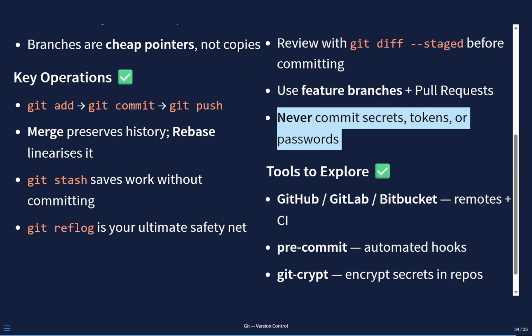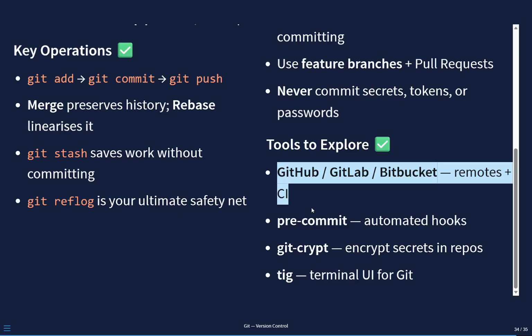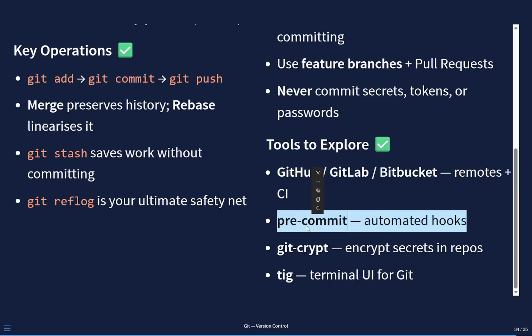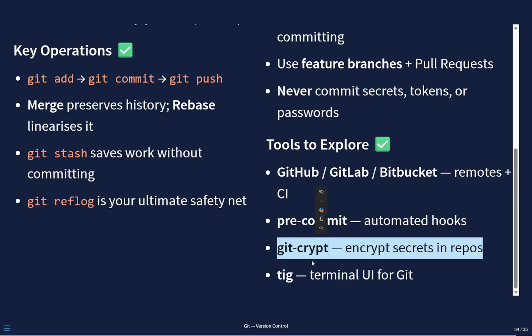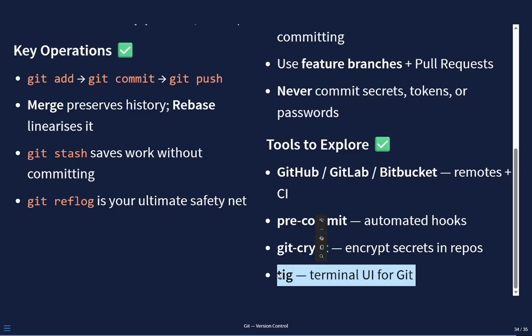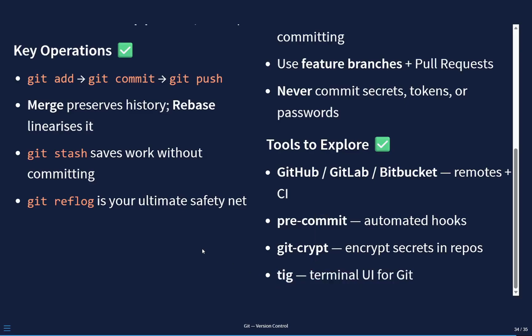Tools to explore from here. GitHub, GitLab, and Bitbucket for remote hosting and CI. The pre-commit framework for automated quality checks. git-crypt for encrypting sensitive files committed to a repo. And tig, a beautiful terminal UI for browsing Git history.